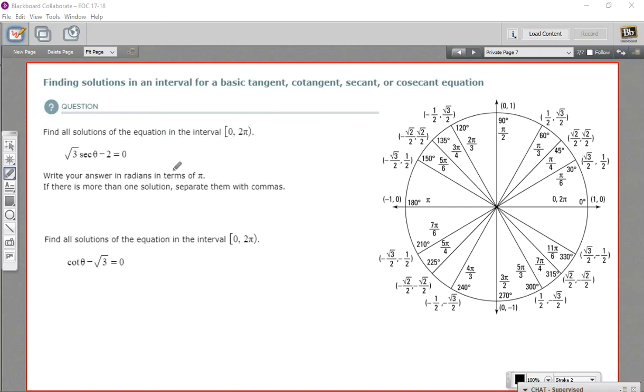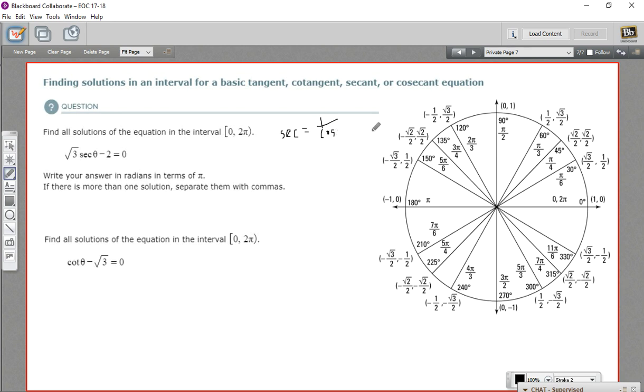In these problems, we are finding the solutions to some trigonometric equations that involve some other functions other than just sine and cosine. In this case, we've got one with a secant and one with a cotangent. I think a good place to start is to remind ourselves what the secant is. And the secant is 1 over the cosine.